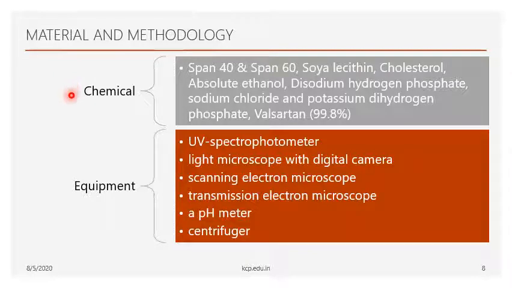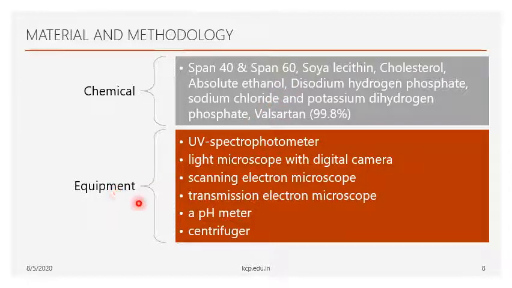Now let's see the chemicals and equipment used for these formulations. The chemicals are Span 40 and Span 60, which are non-ionic surfactants, and soya lecithin and cholesterol, which are the vesicular carriers. Absolute ethanol is the solvent used to solubilize the soya lecithin, cholesterol and Span 40. Then there are potassium dihydrogen phosphate, sodium chloride and potassium hydrogen phosphate, which are salts used for preparation of buffers, and Valsartan is the drug.